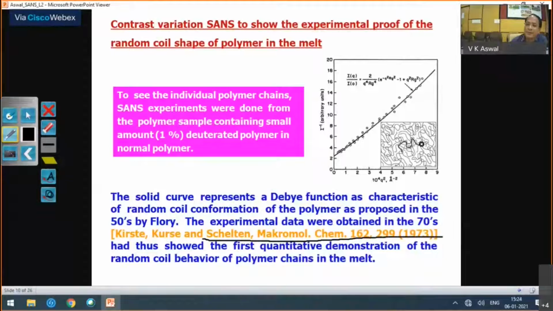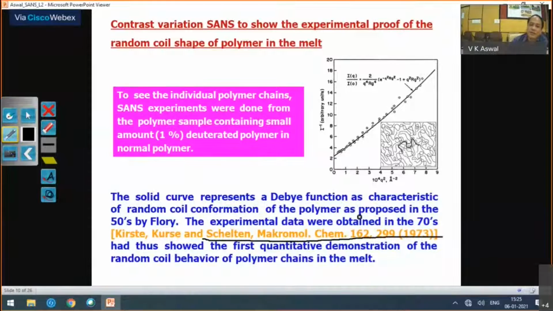But if there is a kid who has a birthday that day, and he's wearing a different uniform, different clothes, then you can immediately find out wherever he is, either playing or in the class or wherever. So it is like this. You give a different color to this polymer compared to the rest of the chains, and then you only see the conformation. So your scattering will only come from this deuterated polymer.